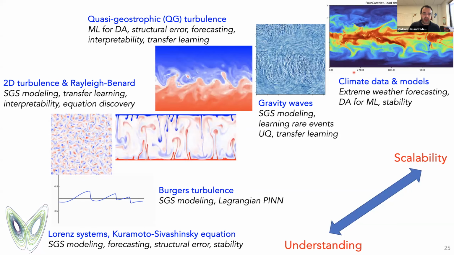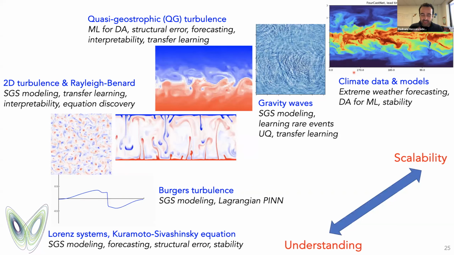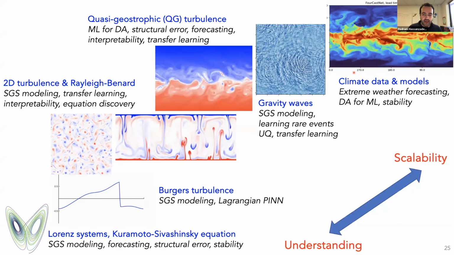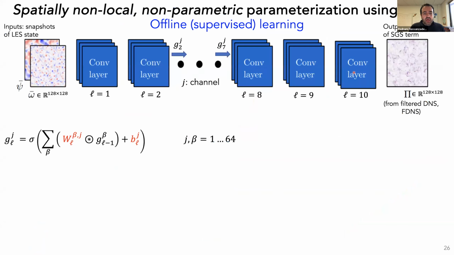So in the time that's left, I'm going to tell you about some work that we have been doing on understanding the instabilities and the questions about extrapolation and interpretability with parameterizations using this hierarchy. So in this work, we have been training convolutional neural networks, or CNNs, to develop parameterizations. And in these CNNs, basically the input is snapshots of the resolved flow from LES, and the output is the Pi term, which includes the effects of the smallest scales.